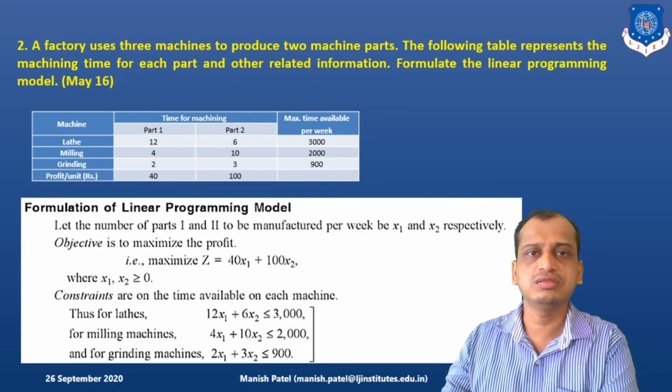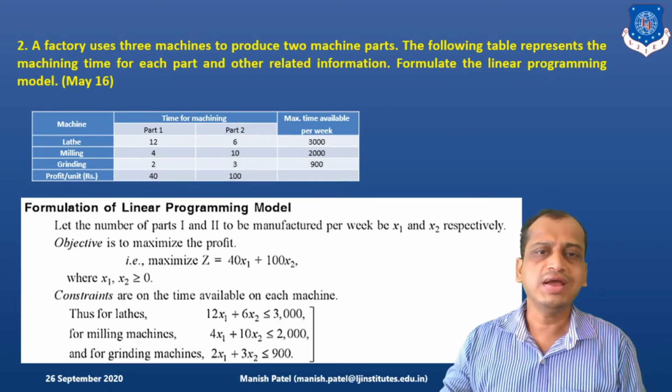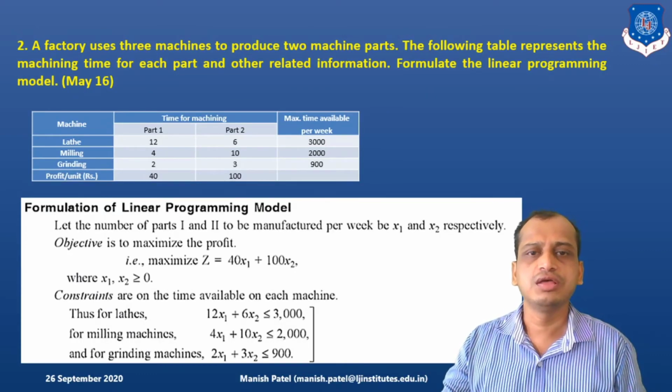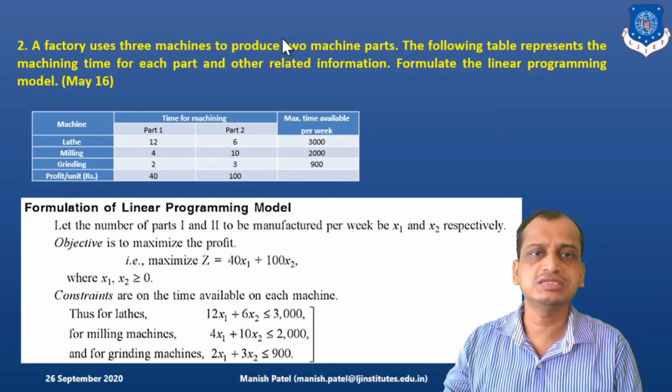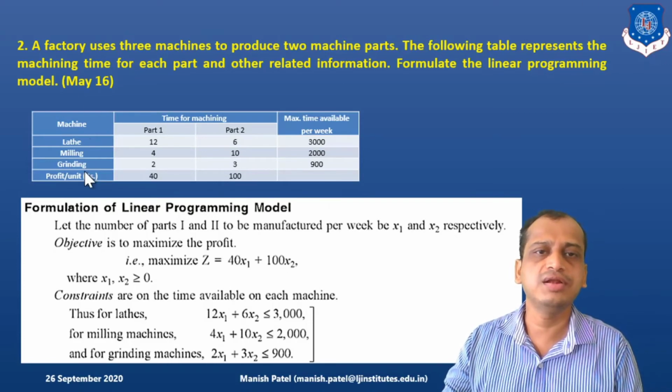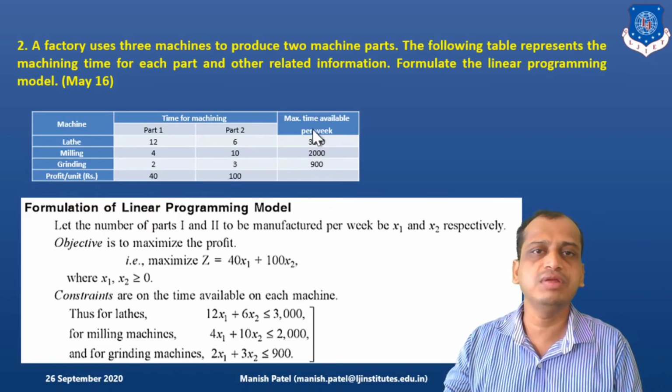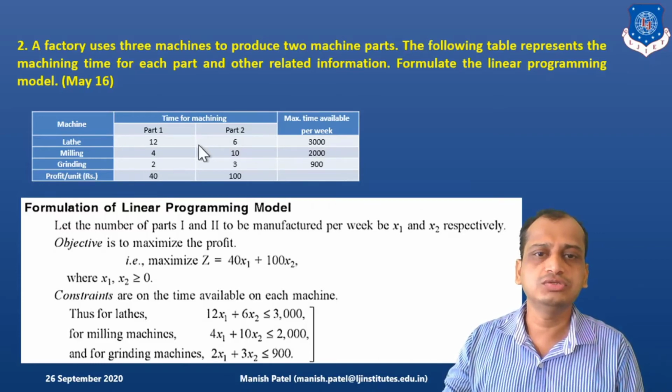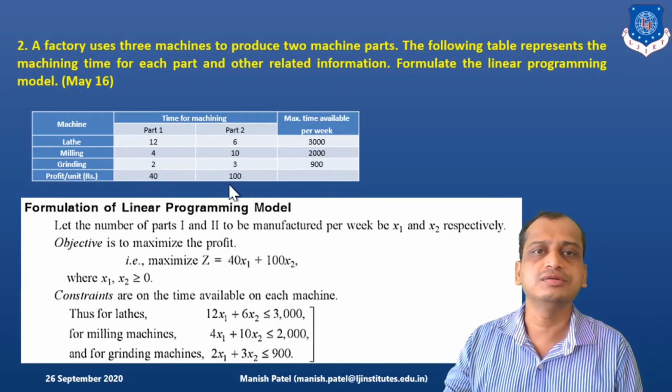So let's look into another example. The factory uses three machines for manufacturing part 1 and part 2. This table represents the constraints. For the lathe, milling and grinding, the maximum time available is given here. Profit is also given: 40 for part 1 and 100 for part 2.